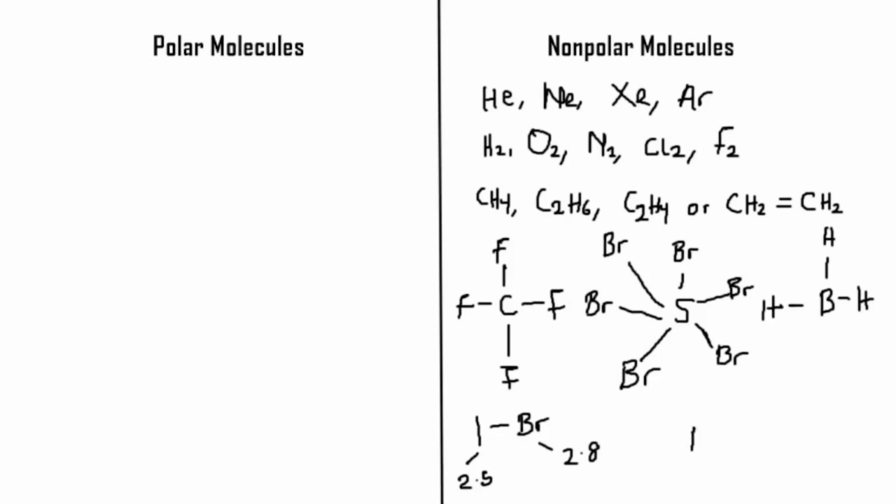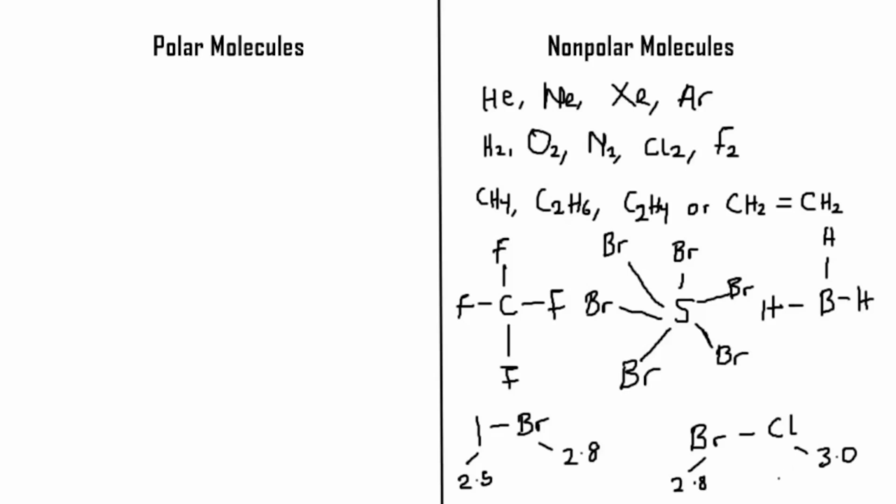Another example, bromine chloride. Chlorine has an electronegativity value of 3.0, while bromine has a value of 2.8. So the difference between both is 0.2, which is less than 0.5. So it's a nonpolar molecule. So what are the things to look out for to know whether a molecule is a polar molecule?